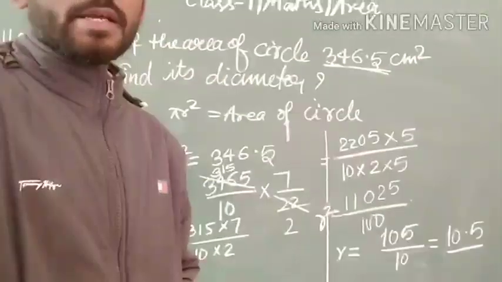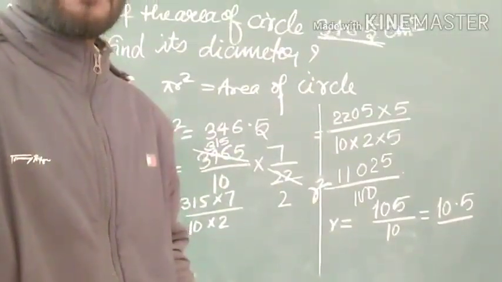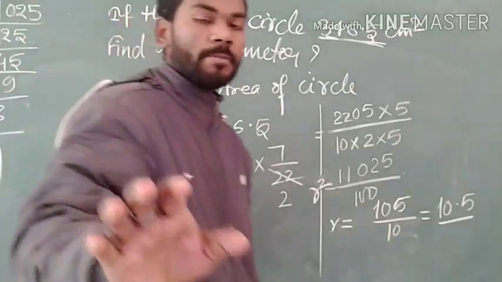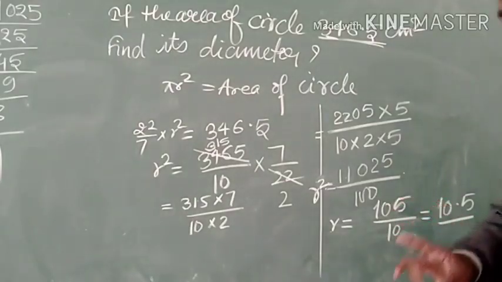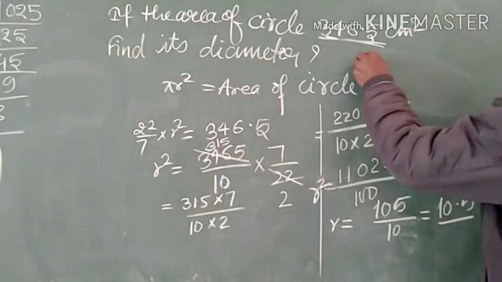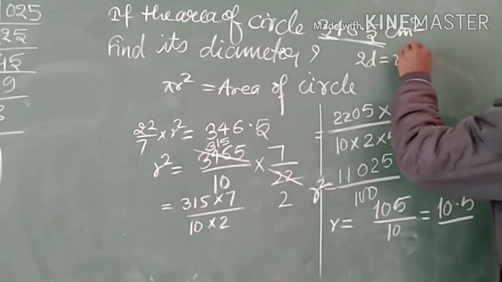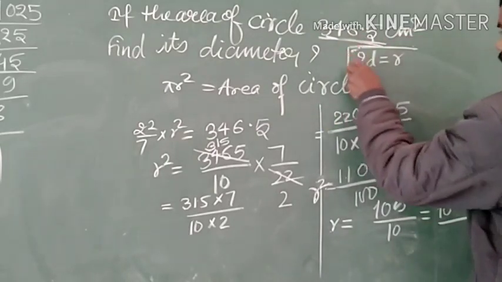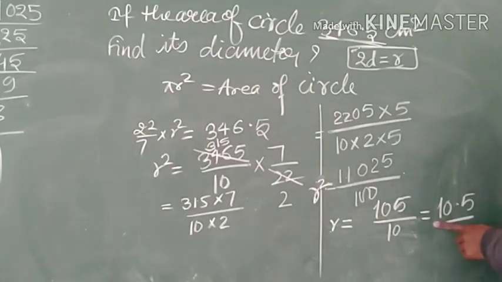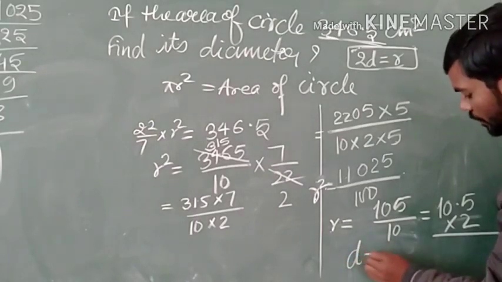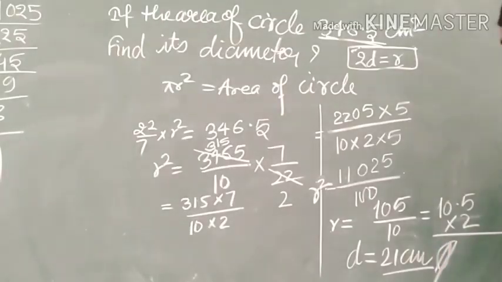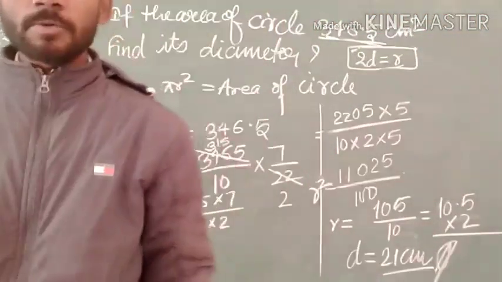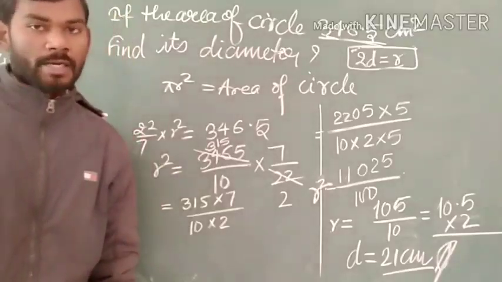10.5 is the radius of the circle, and here we need to find out the value of the diameter. So we have to multiply 10.5 by 2, because we know that d is equal to 2r, that is, diameter is always twice the radius. Therefore we multiply this by 2, and we get the value of d is equal to 21 centimeter. Therefore 21 centimeter is the right answer.